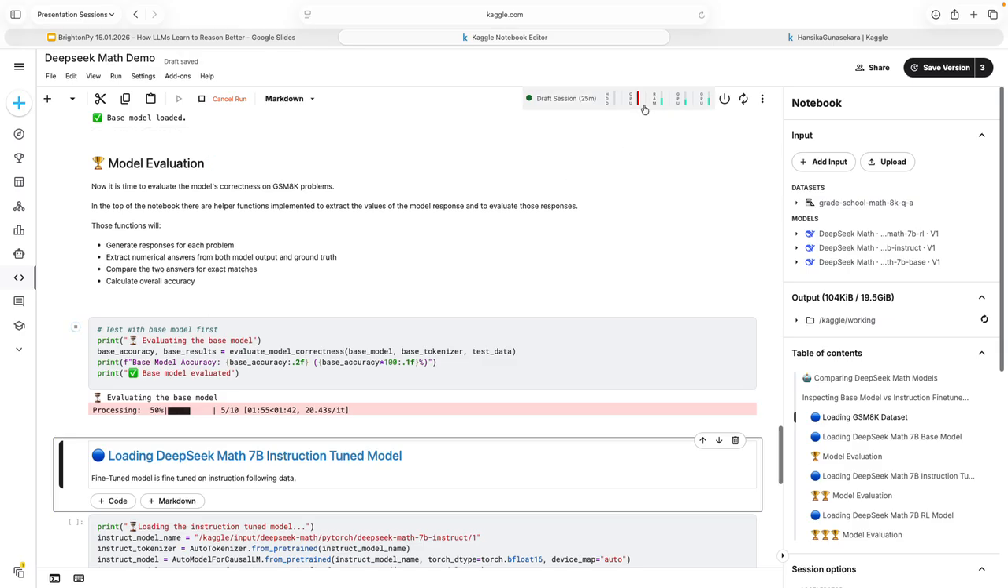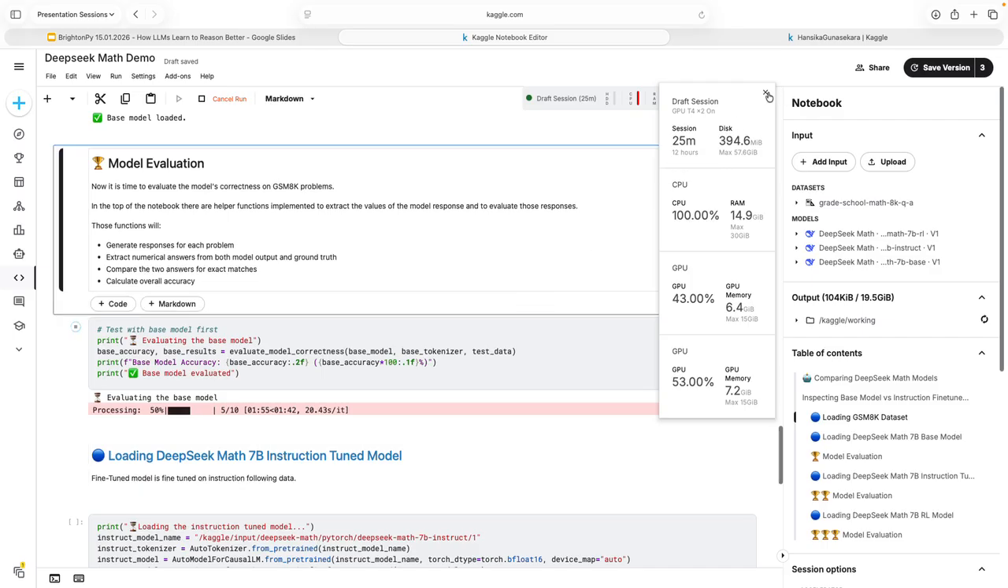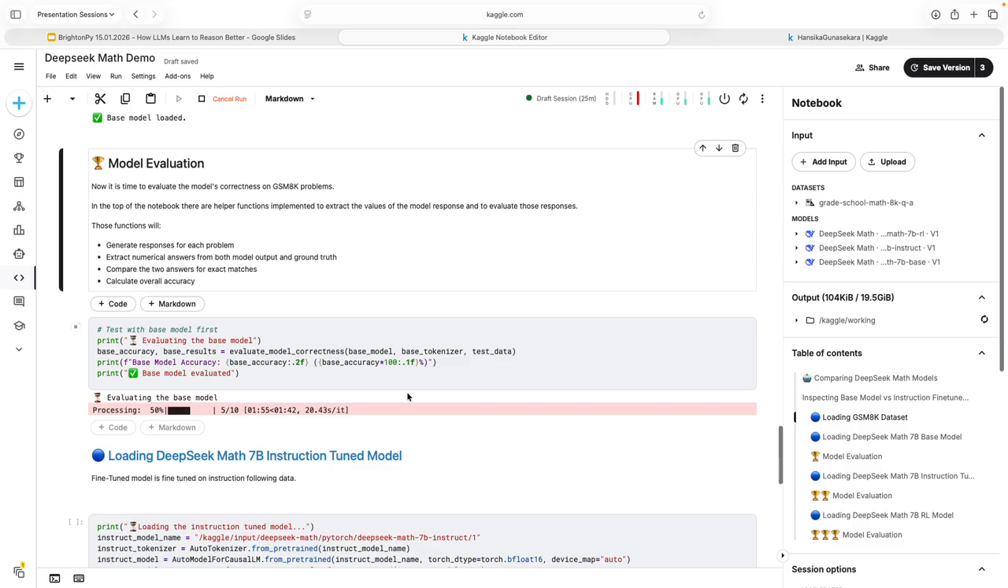On the top you can see the system performance. There are 2 GPUs. Now we can see out of 10 questions, 5 questions have been answered by the LLM. For evaluation, we are using this evaluate model correctness helper function that we instantiated at the top of the notebook.